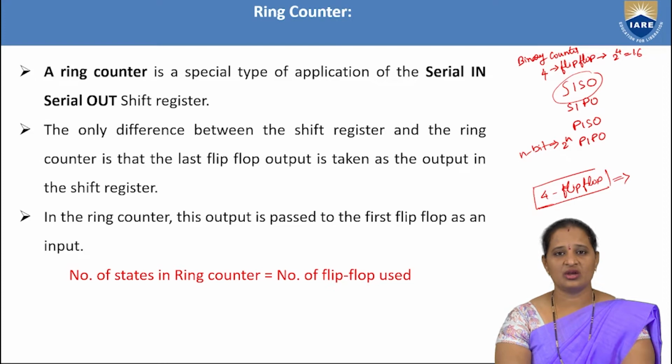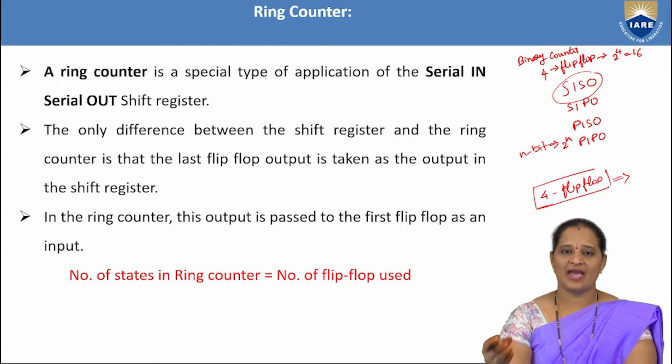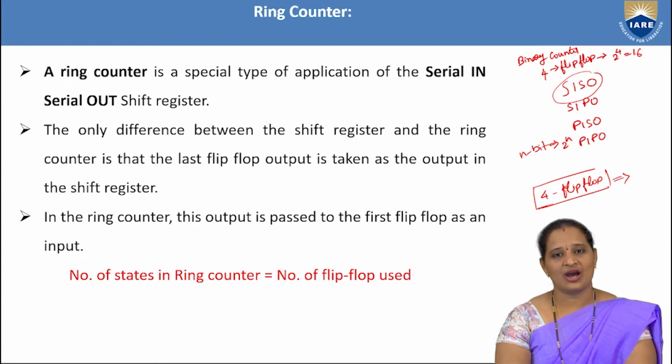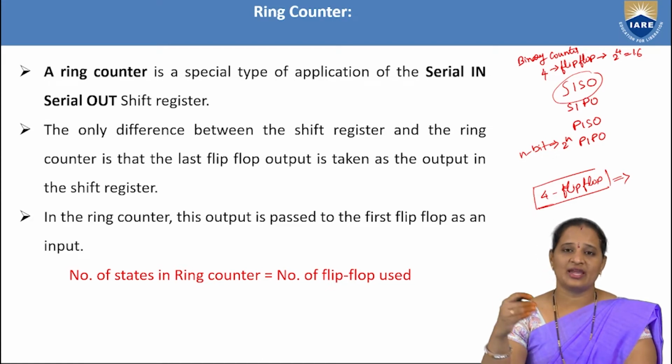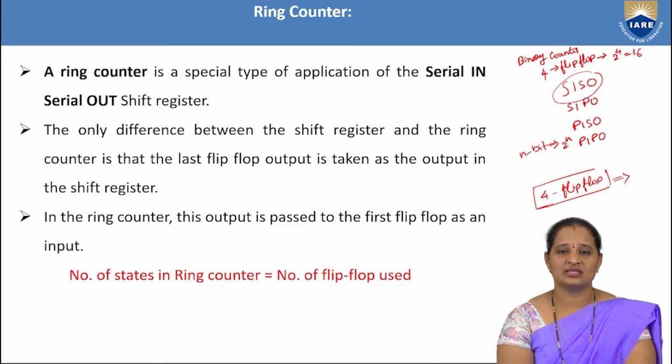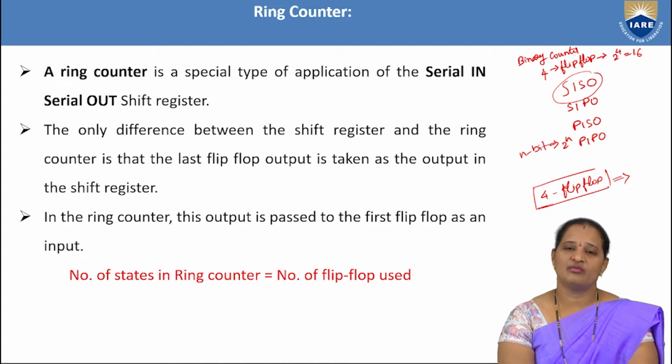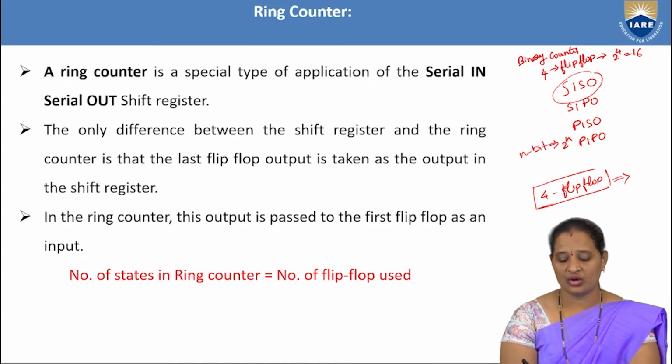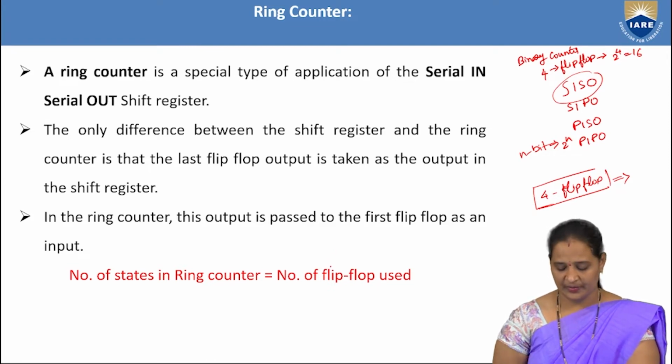Whereas a binary counter can have 2 power n states. That means it can count 2 power n pulses, whereas the ring counter can count only n pulses, where n is the number of flip-flops used here.